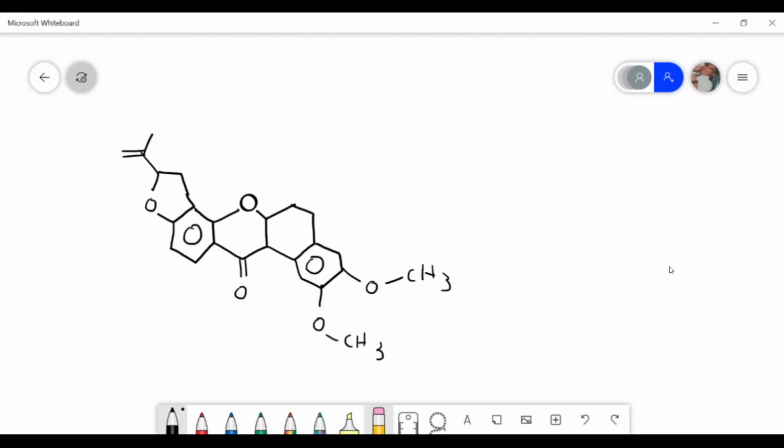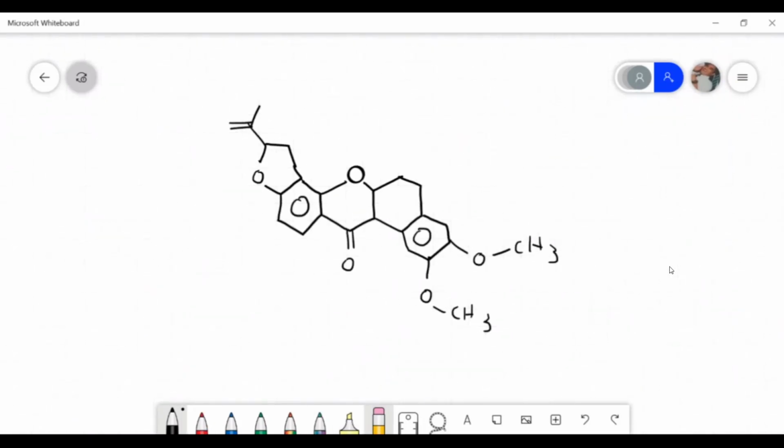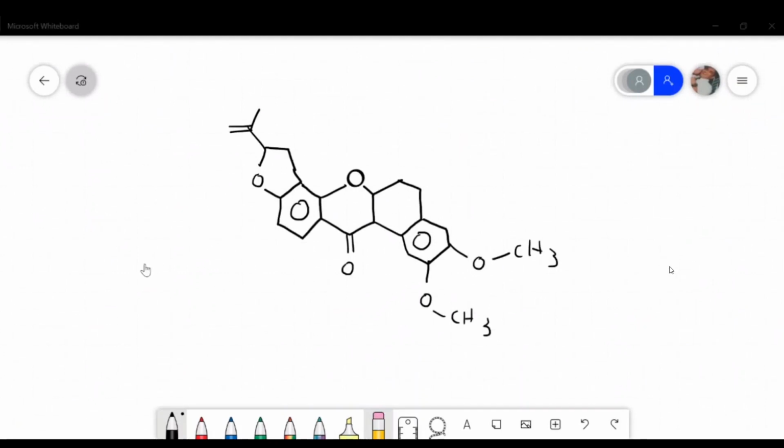Okay, so just take some time to mark out the chiral centers for this molecule and tell me what the maximum possible number of stereoisomers is. How many stereoisomers can this have?